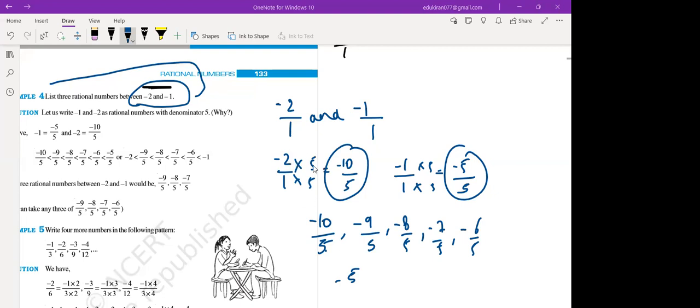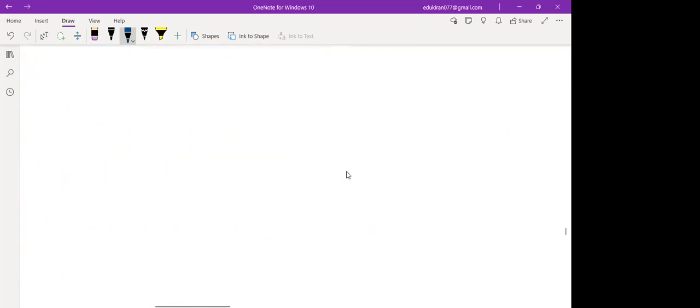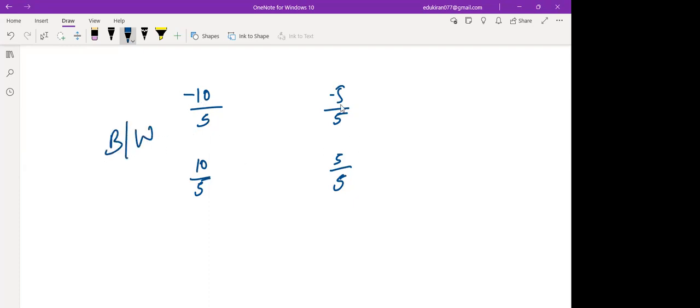No. Here, for example, I told you that you can take any number, right? So for example, you took 5. When you multiply 5 with minus 2, you will get minus 10, right? This is very important, students, just learn it. For example, you got minus 10 upon 5 and minus 5 upon 5. Okay, and you got 10 upon 5 and 5 upon 5. The difference between them is this.